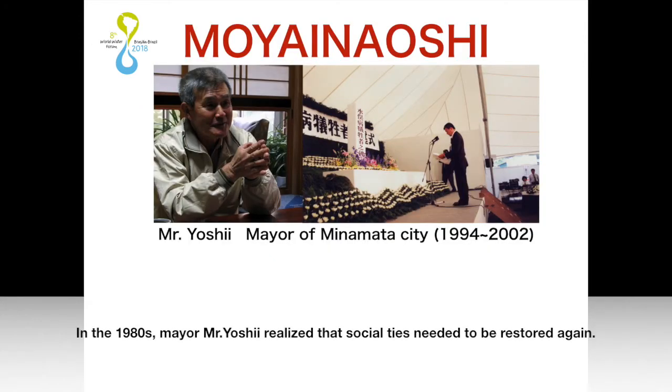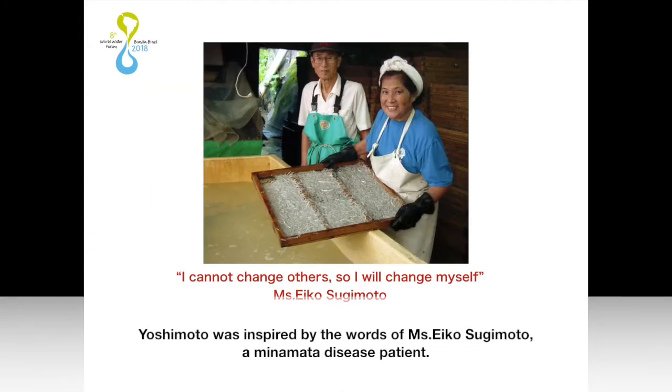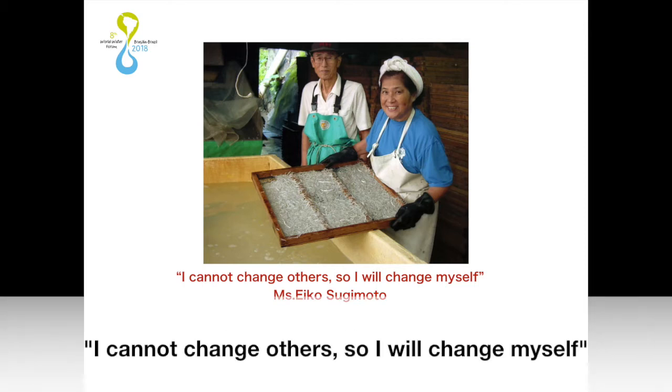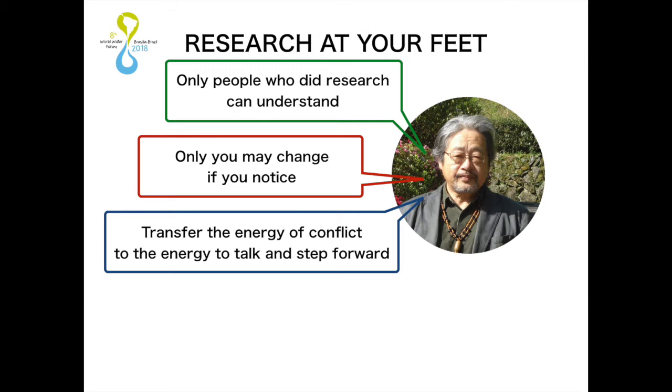In the 1980s, Mayor Mr. Yoshimoto realized that social ties needed to be restored again. Mr. Yoshimoto called this action moyainaoshi. It originally means to connect ships, or do something together. Yoshimoto was inspired by the words of Iko Sugimoto, a Minamata disease patient: "I cannot change others, so I will change myself." As such, the practice of Jimotogaku was born in the city of Minamata, which worked hard to rebrand itself.